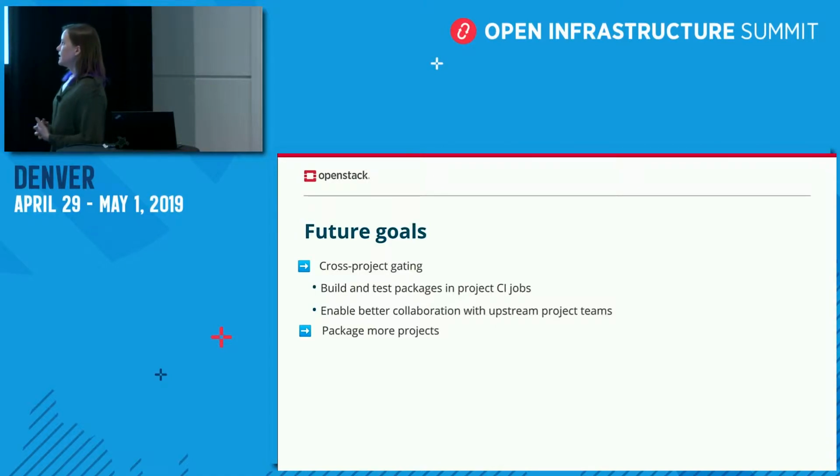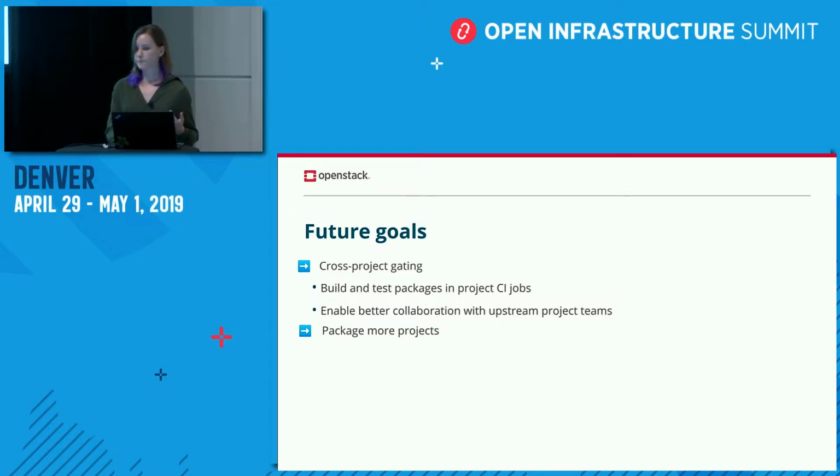And one of the goals that we had for this project when it first started, and something we'd still like to do, is do some cross-project gating and actually have better collaboration between the upstream projects and the packages we're building. And we'd like to do that by adding CI jobs to these upstream projects and building new packages on every commit. And beyond that, of course, we'd also like to be packaging more projects. We don't yet have all of the OpenStack projects packaged, and we also need to be keeping up with all the projects that keep getting added. So those are all the things that we're going to be continuing to work on.